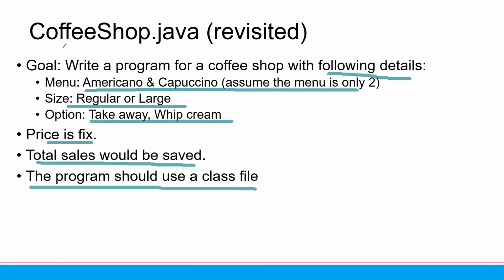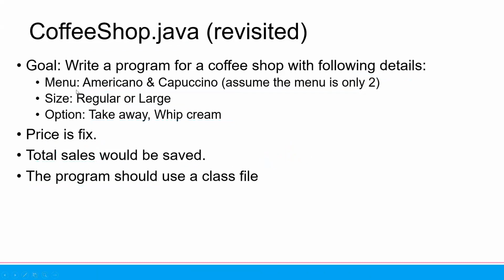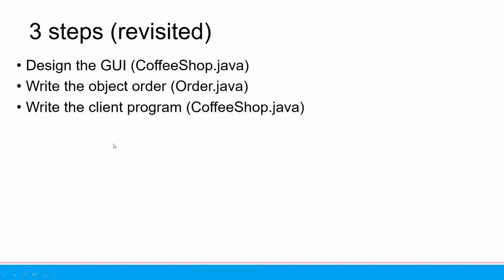So we have this class, coffee shop. We have another class which is order. And now we want to save the total sales. How can we save it? So we can design the GUI, the CoffeeShop.java. We want to make the object order, which is Order.java. And we want to write the client program in the Coffee.java. We already did those three.